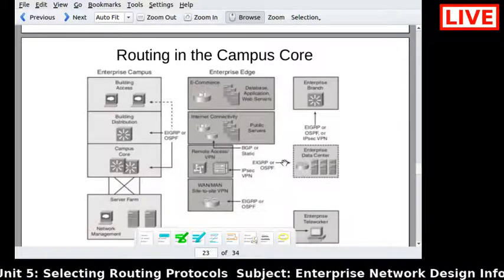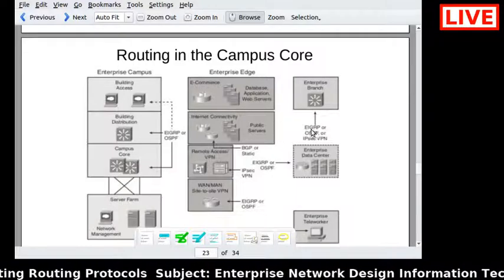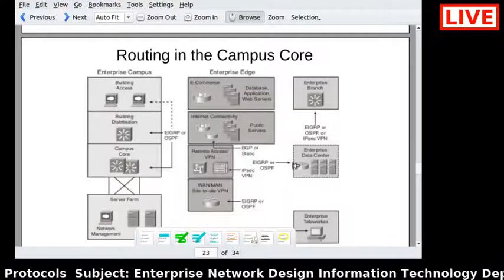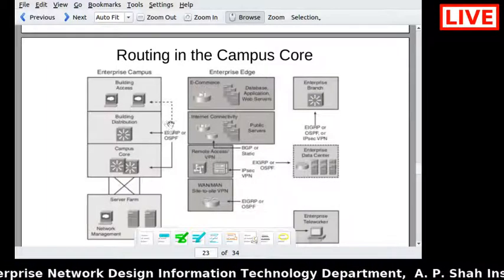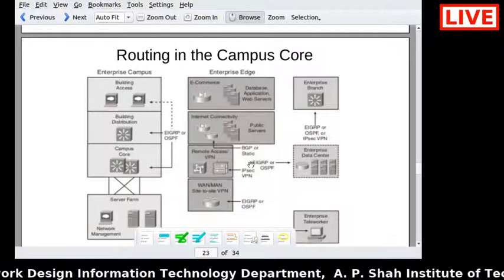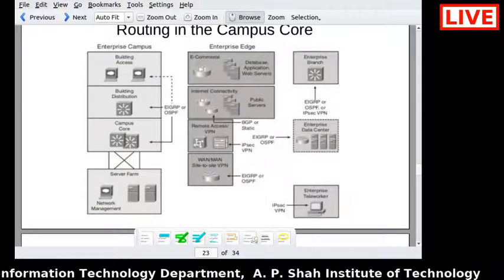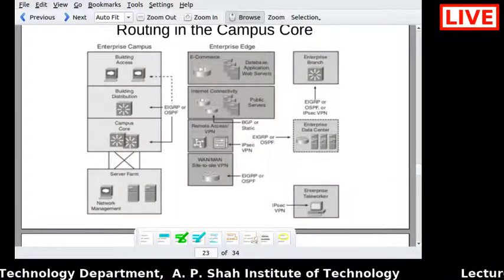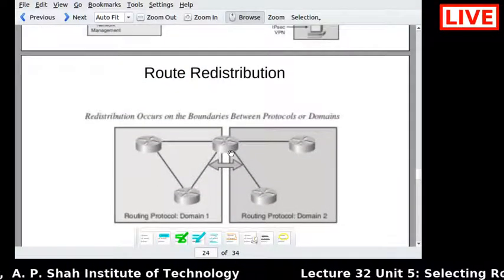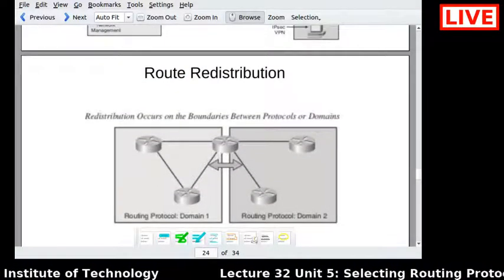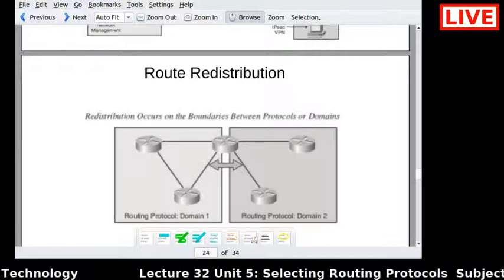Because of that, for the enterprise branch, enterprise data center, site-to-site VPN, and enterprise campus, we are going to use EIGRP or OSPF mainly. So these are with respect to your enterprise design areas. Then we will see the route distribution part.